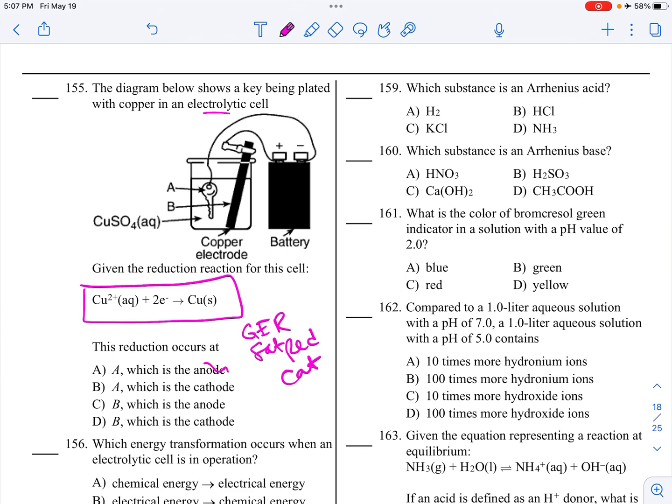So if you're looking for reduction, it has to be cathode. And who's going to be getting larger? Every single time you see electrolysis here, electroplating, it's going to be the key getting fatter. It's going to be the fork, the spoon, the whatever. So it has to be the cathode, which is choice B.